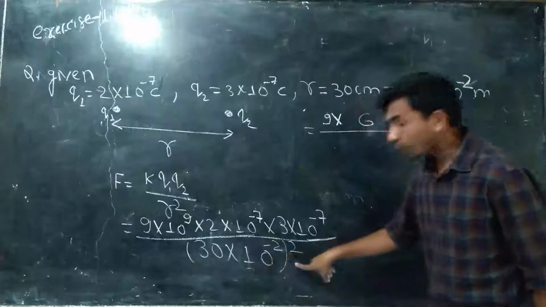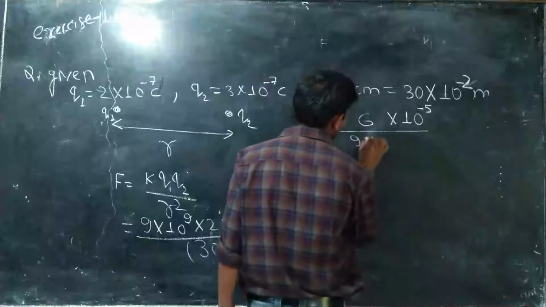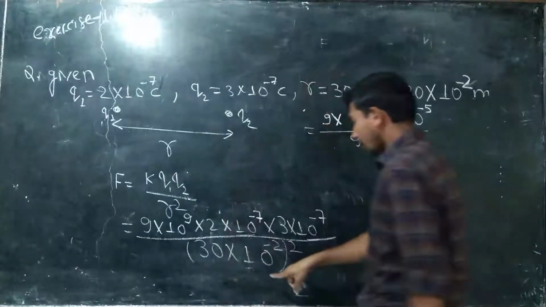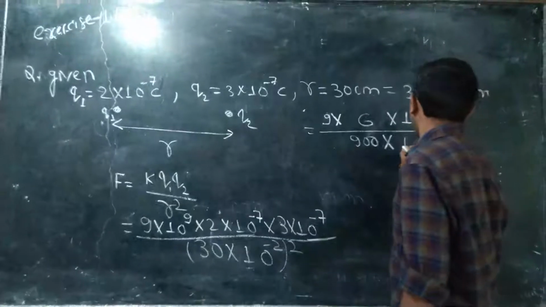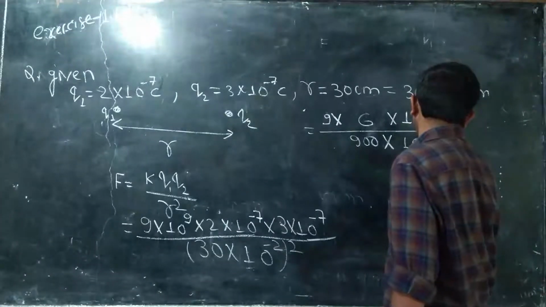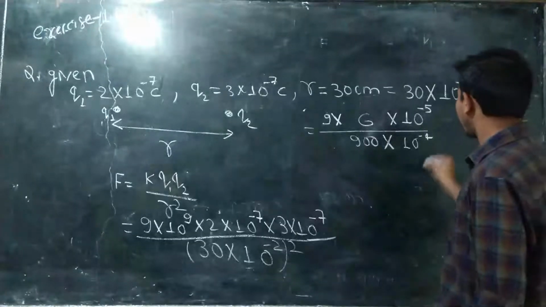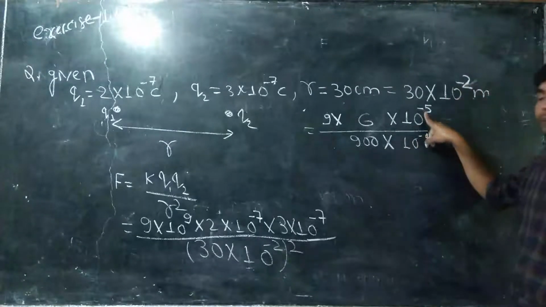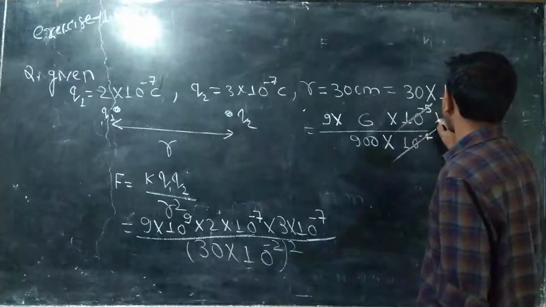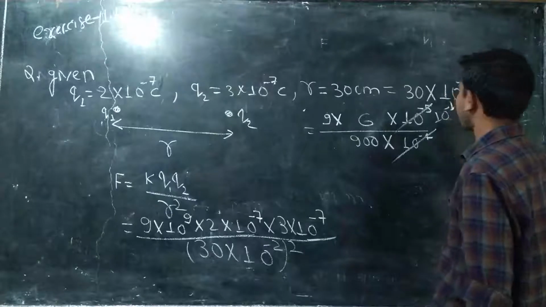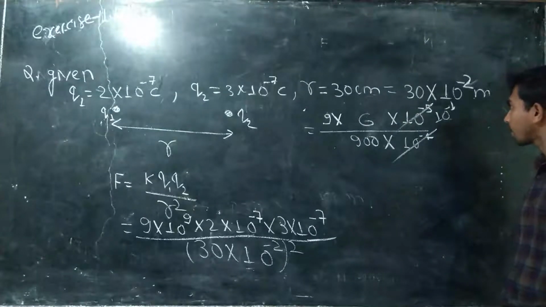30 square is 900, right? So I'm writing here 900, and here 10 to the power minus 2 square. 10 to the power minus 2 square is how much? 10 to the power minus 4, right? Now you can see 10 to the power minus 5, 10 to the power minus 4. We can cancel it, and we can write here 10 to the power minus 1. Yes or no? Right?